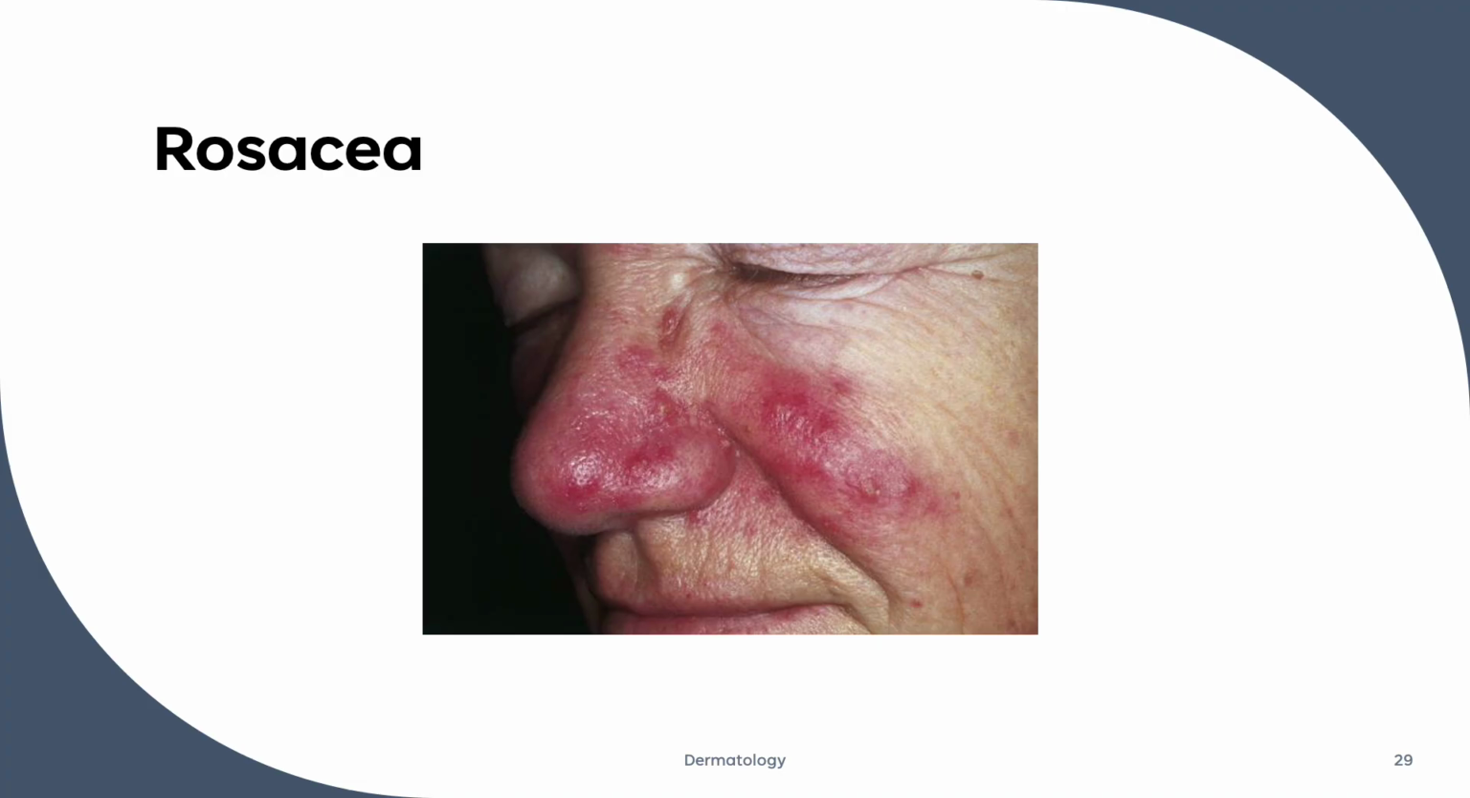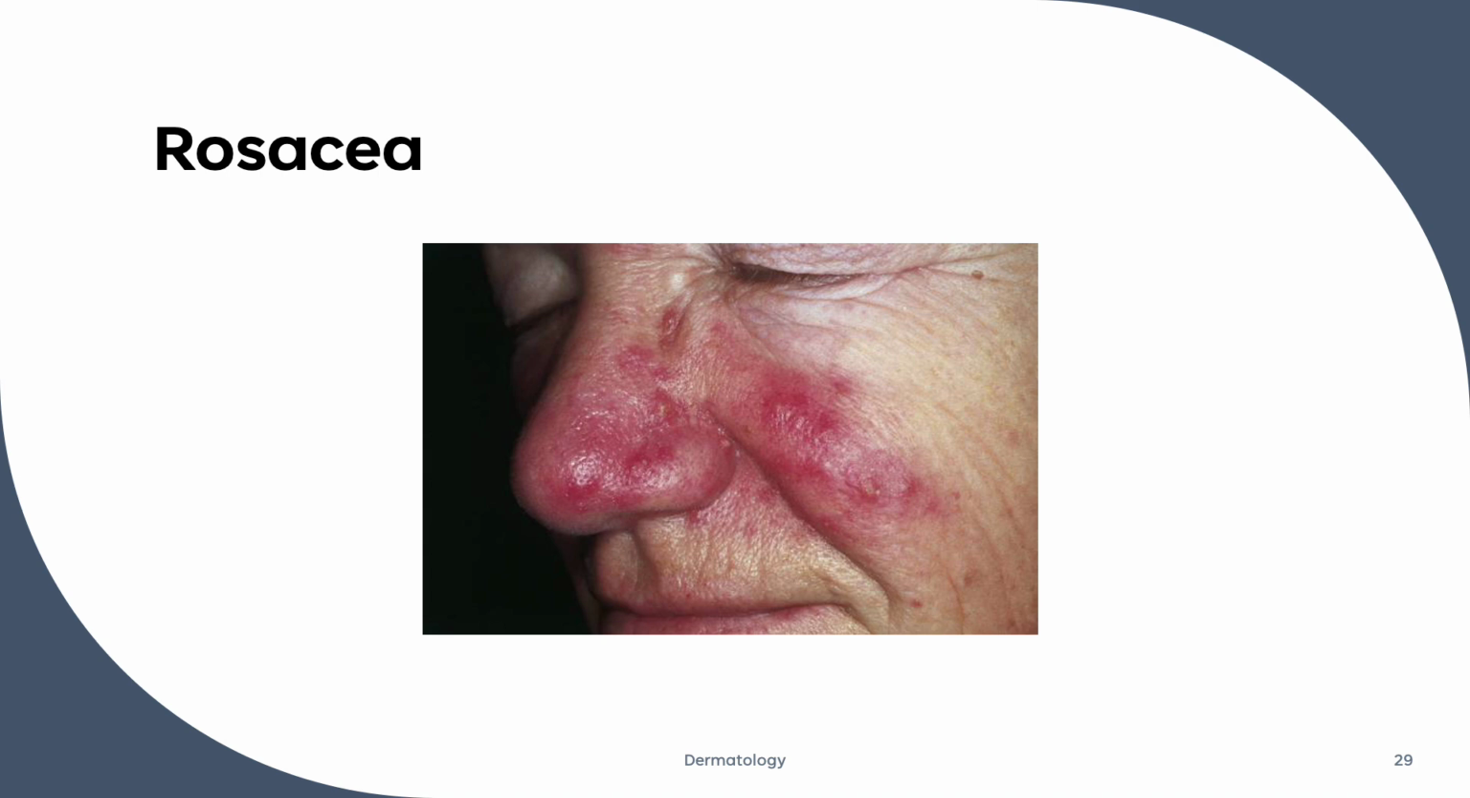Rosacea is a chronic skin condition. It's characterized by facial redness, flushing, and the presence of visible blood vessels, primarily affecting adults, particularly those with fair skin. In terms of causes, the exact etiology of rosacea remains unknown. However, it is believed to involve a combination of genetic factors, immune system dysfunction, and environmental triggers, such as sun exposure, hot drinks, and certain foods.